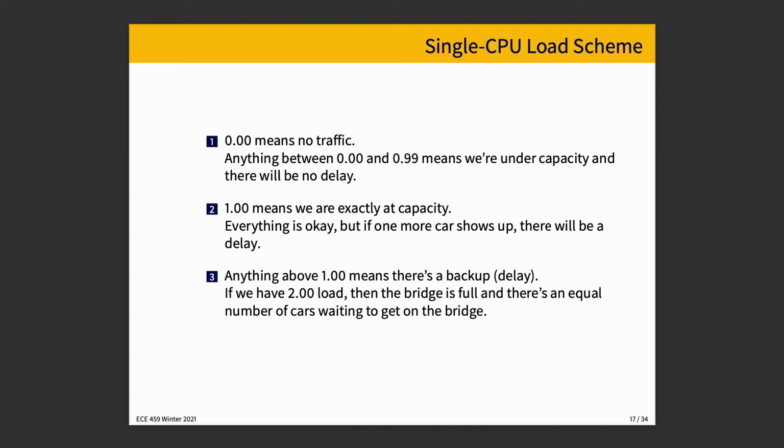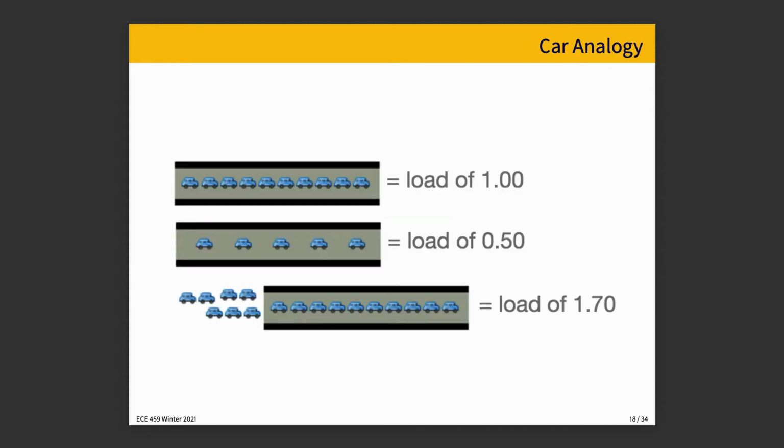1.00 means we are exactly at capacity. If one more vehicle or one more task shows up, then there will be a delay. Somebody will have to wait. Anything above 1.00 means there is a backup, and that means accordingly people have to wait. If load is reported as 2.00, the bridge is full, and there's an equal number of cars waiting to get on that bridge.